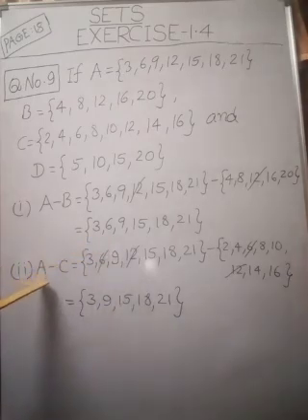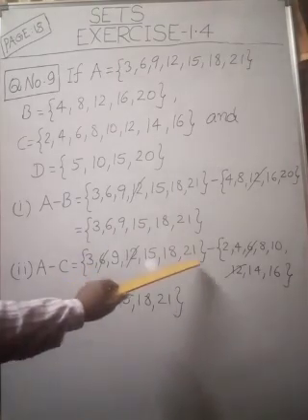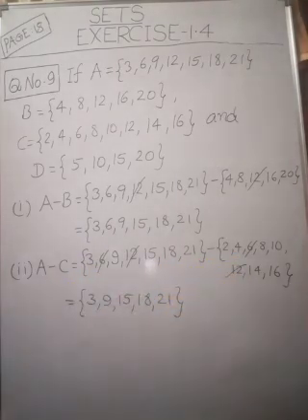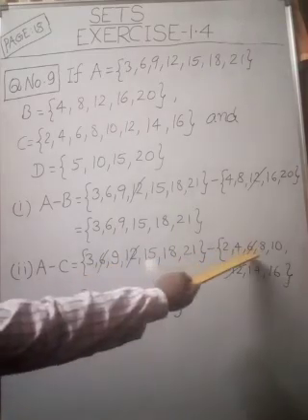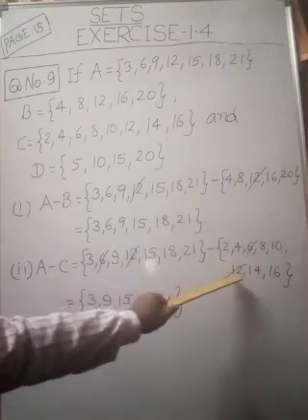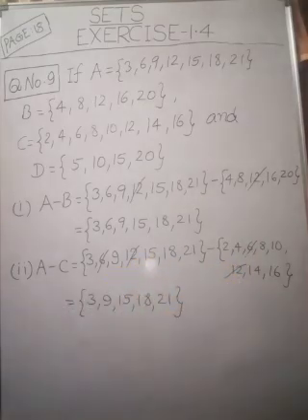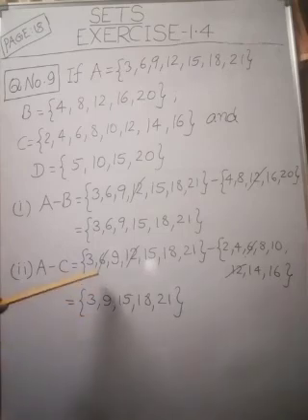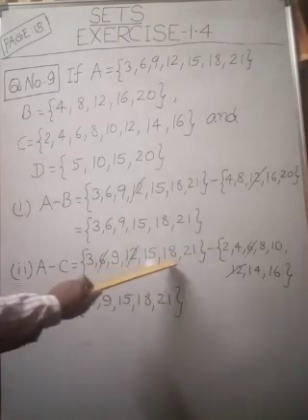Now come to question number 2. A minus C. So I wrote here set A minus set C. If you observe, what are the elements which are common to both sets A and C? 6 is common, so we have cancelled it. And 12 is also a common element, we strike out the common elements. After striking the common elements in both sets, the elements which are left in the first set are 3, 9, 15, 18, 21.